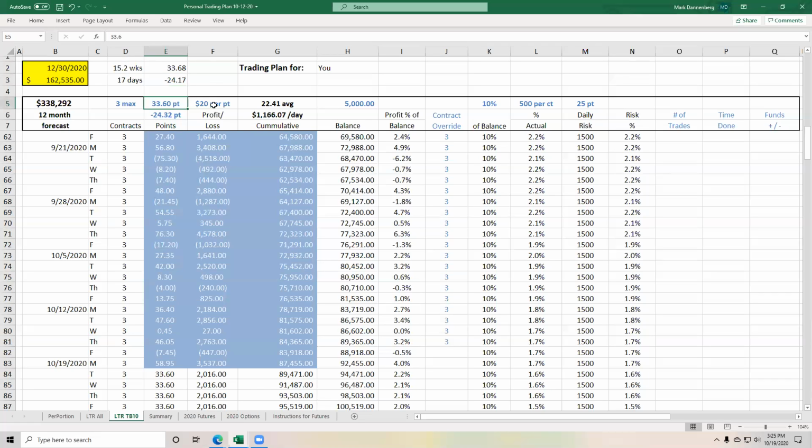So we're going to adjust our winning day to 3.68. That's what we see as our run rate. And we're going to adjust our losing day to minus 24.17. I think I did that wrong. Minus 24.17. Okay. And based on 3 contracts, it gives us a projected income of about $339,000. That's having started with $5,000. So if you're up to trading a more extended period of time during the day, then these are numbers that actually could be real for you.